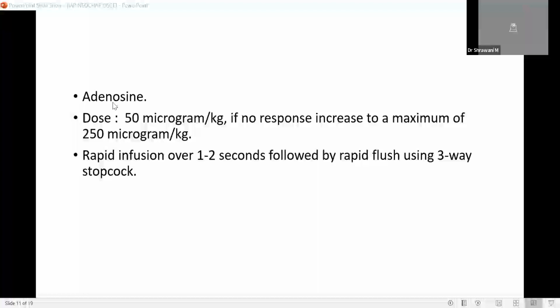The mechanism of action of adenosine is that it acts on the AV node and decreases conduction of the AV node. It normalizes the cardiac rhythm and it interrupts the re-entry mechanism, the AV nodal re-entry mechanism, and it acts on the AV node.